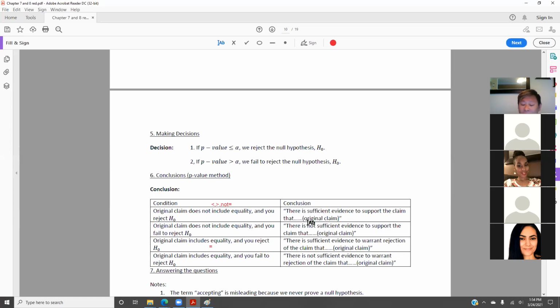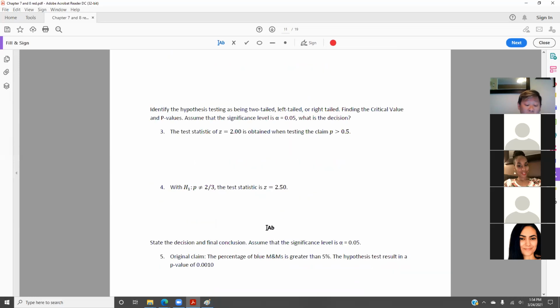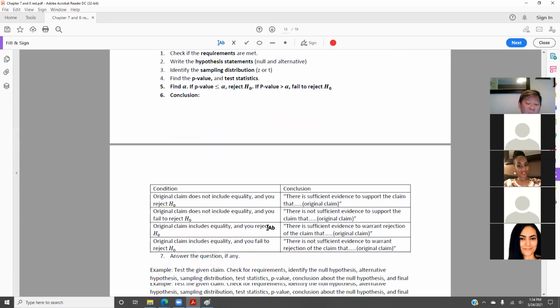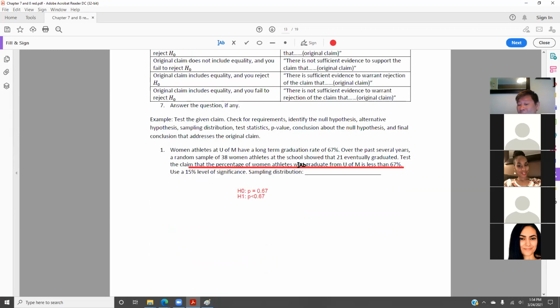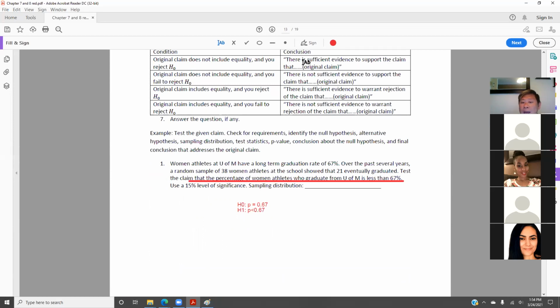And some of you ask me, what is the original claim? The original claim is the claim that you underline. Remember, you underline this. This is the original claim. So in order for you to make the conclusion, you'll say, there is sufficient evidence to support the claim that the percentage of women athletes graduating from UM is less than 67%. So this is the original claim. And in your test, you have to write it out. You cannot just draw an arrow and say copy and paste. You will not get full points.